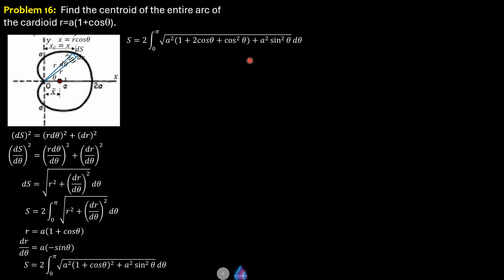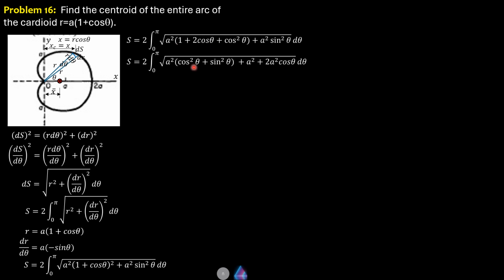So we factor out a square with cosine square theta and sine square theta here, then plus a square plus 2a square cosine theta. So we note that cosine square theta plus sine square theta is 1. This is 1. And that is a square cosine square theta, then a square sine square theta. So we factor out a square. Then we have a square times 1, which is now this. And 2a square cosine theta, which is that.